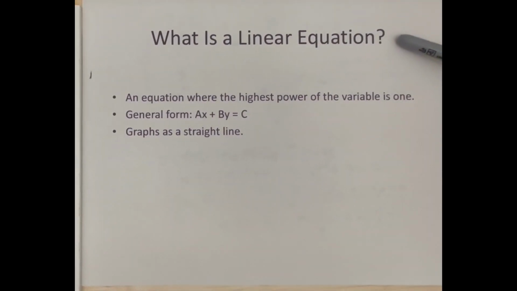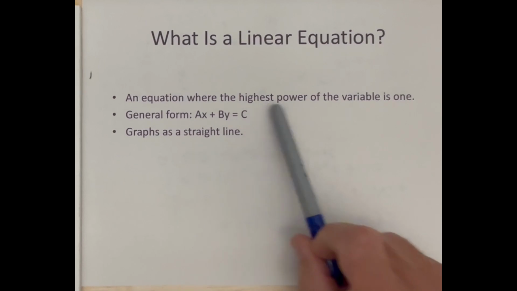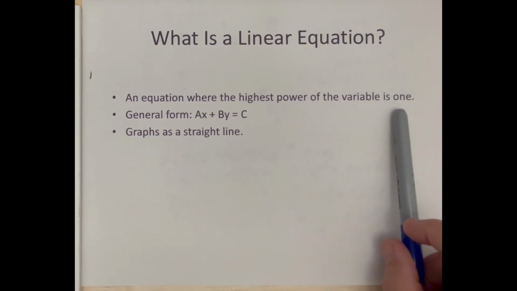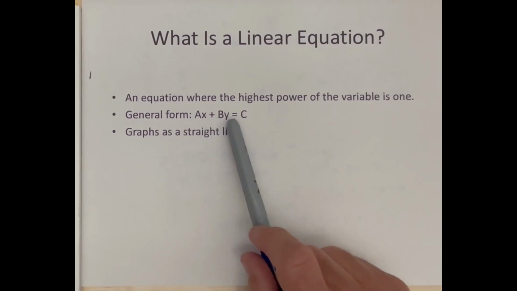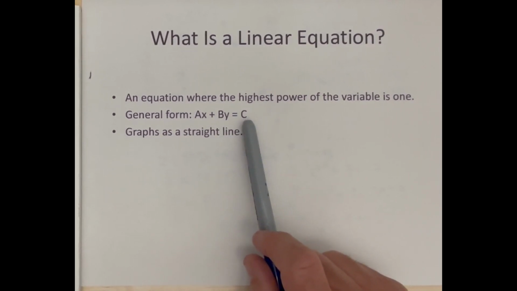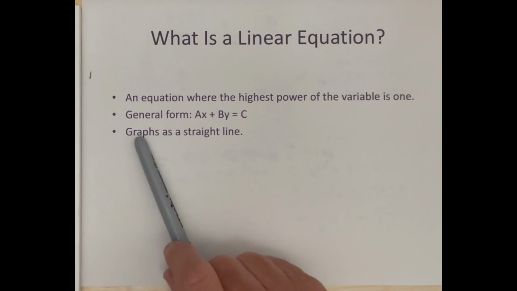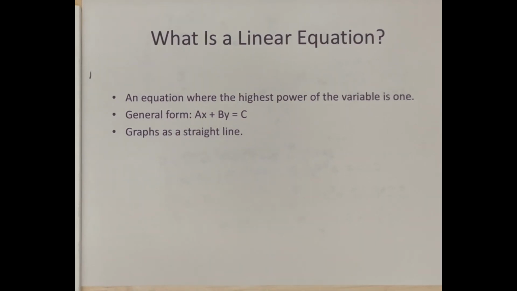What is a linear equation? An equation where the highest order of the variable is 1. The general form would be ax plus by is equal to c, and it graphs as a straight line. So let's look at some examples.